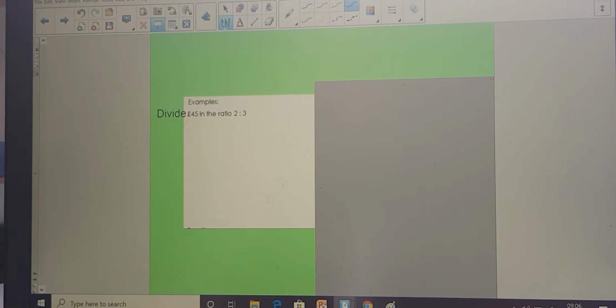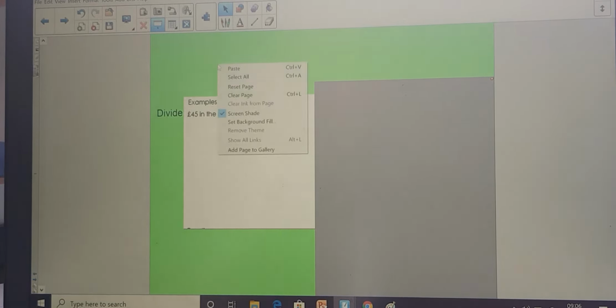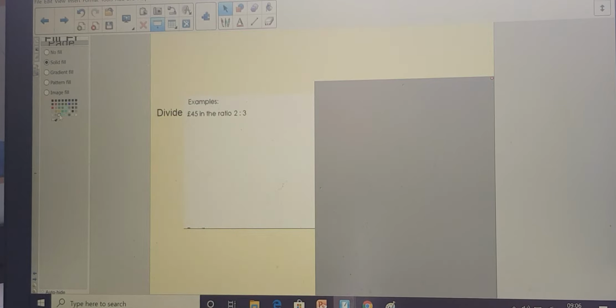Right, so here's some examples. If the question asks you to divide 43 in the ratio, I'm just going to make this a bit clearer. No, white on white.